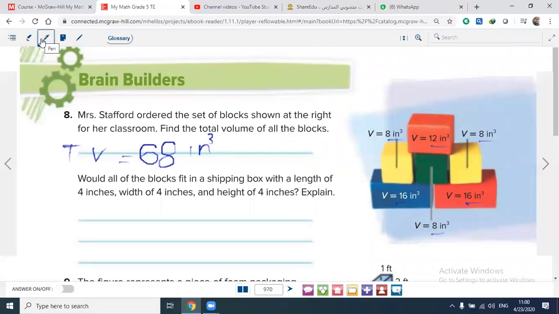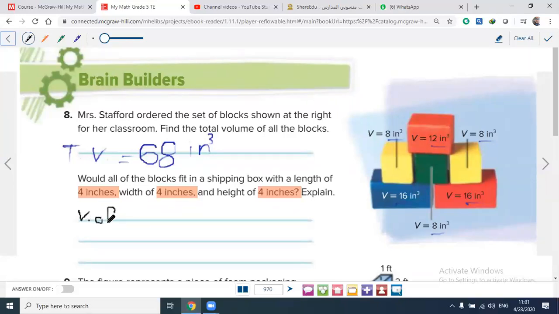I have given you the dimensions already. Here I have the length of 4 inches. And I have the width was 4 inches too. We multiply it. And the height was 4 inches too also. So I have to find the volume of the box.